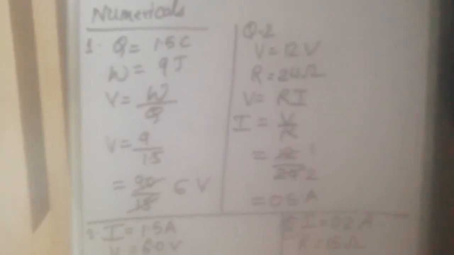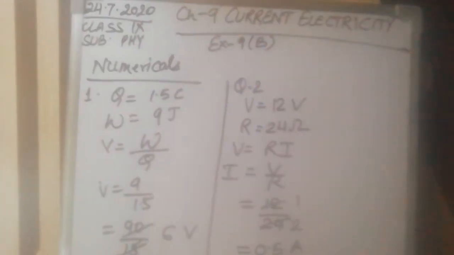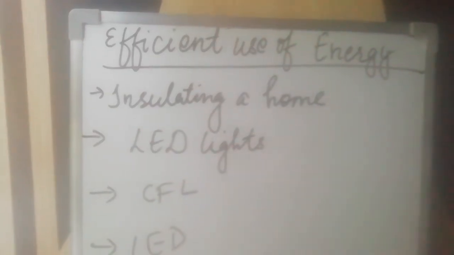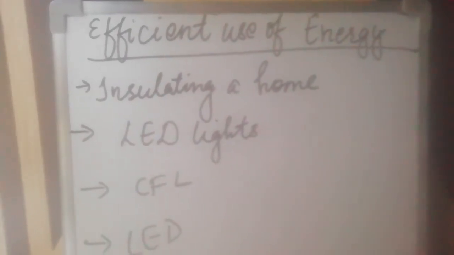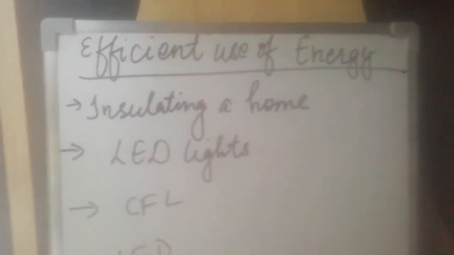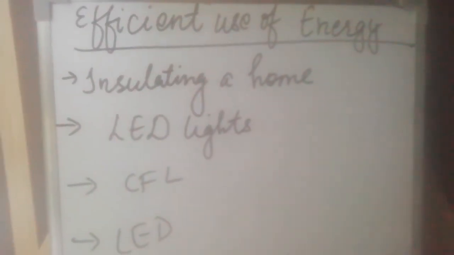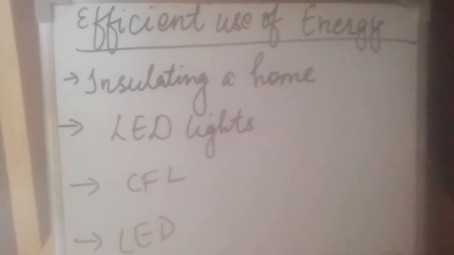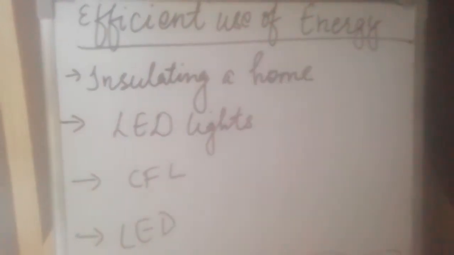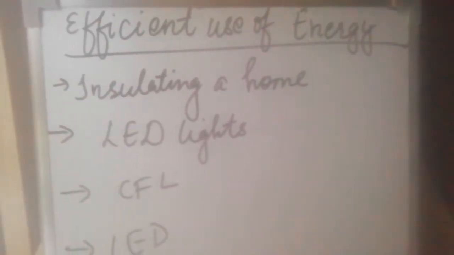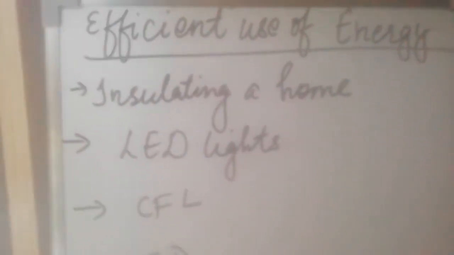Now the next topic, children, which I am going to discuss with you is efficient use of energy. That means how we can use the energy which is available to us efficiently and judiciously. The meaning of efficient use of energy is to reduce the cost and amount of energy used to provide us the various products and services. How we can reduce the cost and amount of energy which we are using. This is the meaning of efficient use of energy, children.